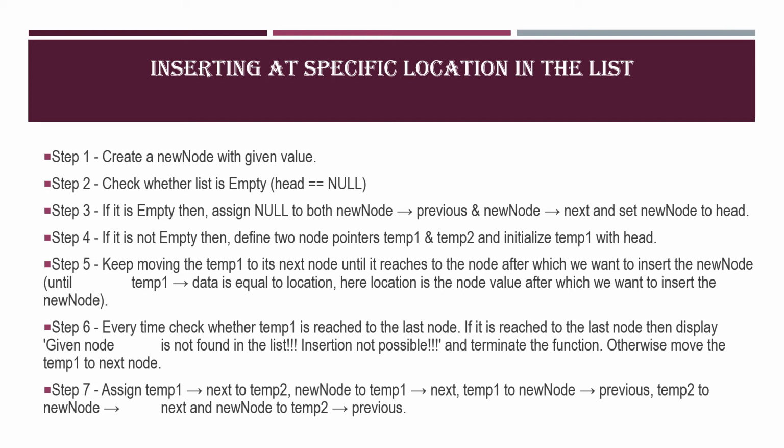And if it is not empty, then I want to create two temporary nodes, and I will keep traveling through the nodes till the position where I want to enter the new node. Till that position I will keep traveling, and also I want to check whether the insertion is possible or not. For example, if my list has only 4 elements, but my element should be inserted at the 6th position, then I need to travel till 6 minus 1 position, that is till the 5th node.